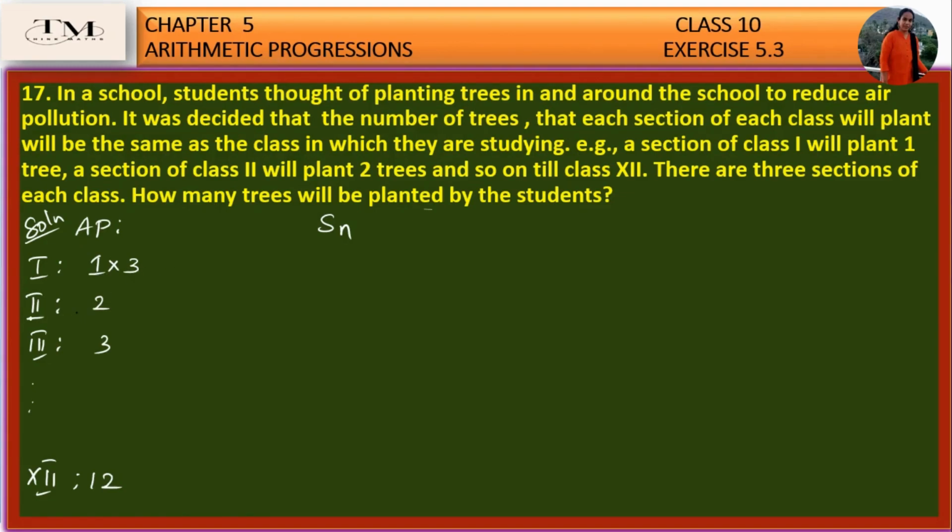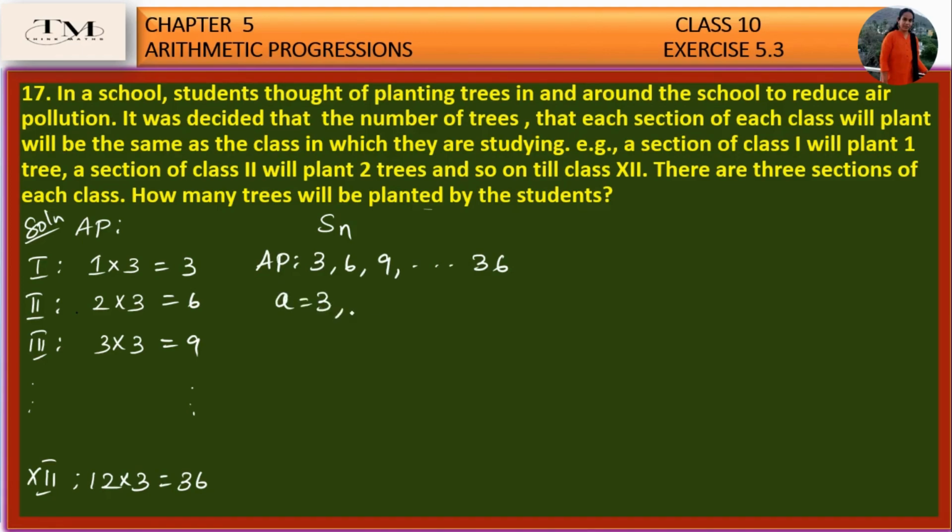In the same way, second standard students in each class will plant 2 trees. So totally there are 3 sections, so 2 into 3. In the same way 3 into 3. So you get 3, 6, 9, up to 36. So the AP is 3, 6, 9 up to 36. First term A is 3 and D is equal to 6 minus 3, which is 3. L, the last term, is 36.